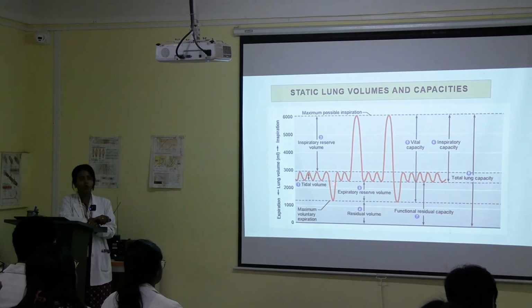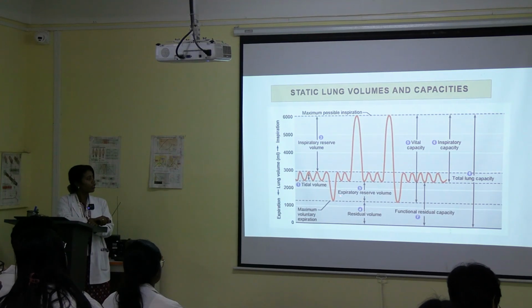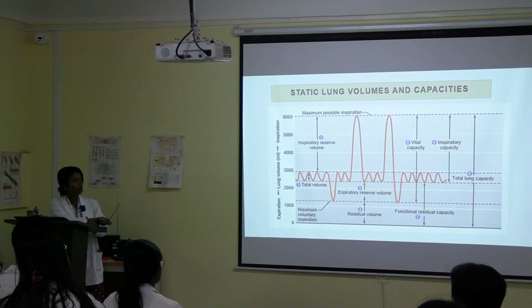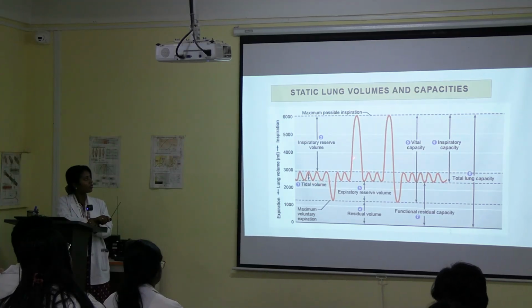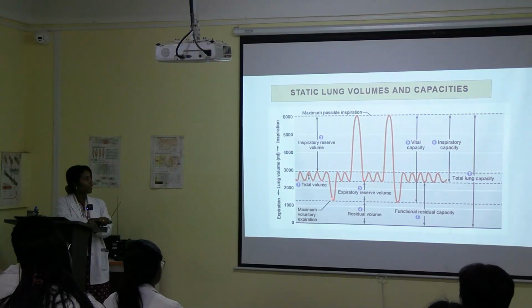So this graph, all of you know, right? So these are the tidal volume. Okay. So this is basically an x-axis and y-axis graph. Okay. So here the y-axis is the volumes. Okay. So this is the tidal volume. Okay. Then what is this one? This is inspiratory capacity. Okay. Then this is your expiratory reserve volume.